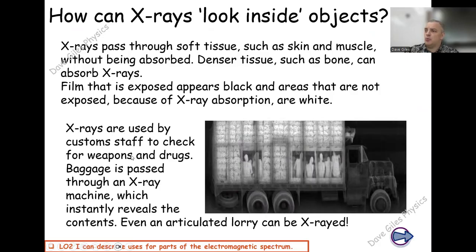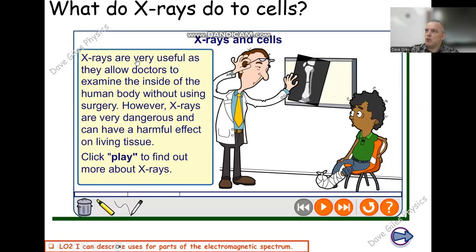X-rays are used by customs staff to check for weapons and drugs. Bags pass through an X-ray machine, which instantly reveals the contents. Even an articulated lorry can be X-rayed. You can see here, it looks like some people being smuggled in this lorry. So X-rays are very useful. They allow doctors to examine the inside of the human body without using surgery.